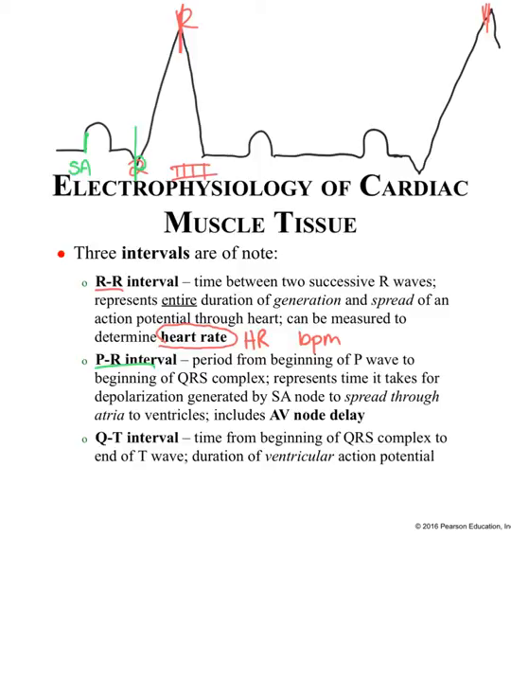The QT interval is the time from the beginning of the QRS complex to the end of the T wave. This is the amount of time that the ventricles are receiving the action potential. So again, this represents depolarization, and this of course is going to be repolarization.